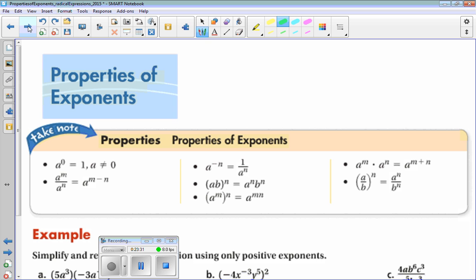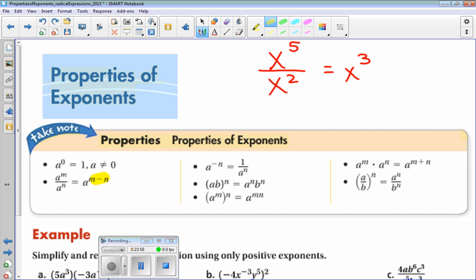When I have the bases the same, what do I do with the exponents? Do you remember? You add them. When I have x to the 5th over x squared, what do I do with those exponents? Multiply it. No, I subtract them. So this is going to be x to the 3rd, 5 minus 2. So you subtract your exponents. That's why we're reviewing, because nobody remembers.